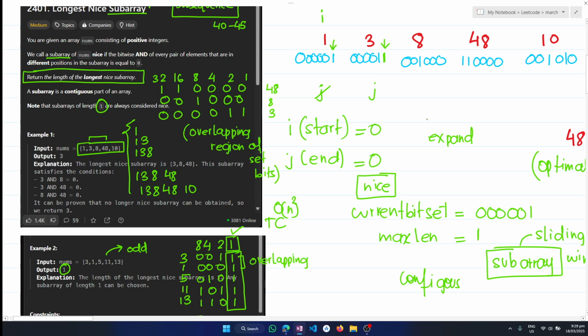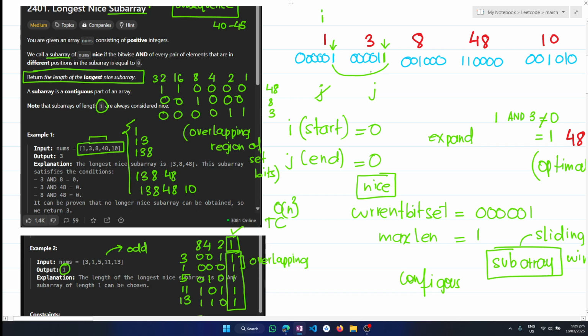Dekho, very, very important for you to understand. If I take 1 and 3, I am not going to get a 0. What I am going to get is 1. You know why? Because these two bits are overlapping. You get my point? Do this by yourself, try to take the bitwise AND of 1 and 3, you're not going to get a 0.